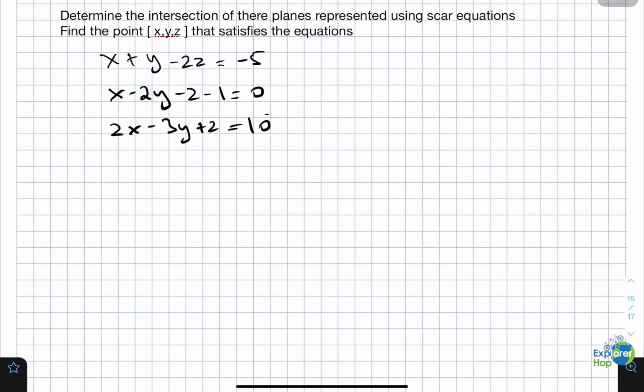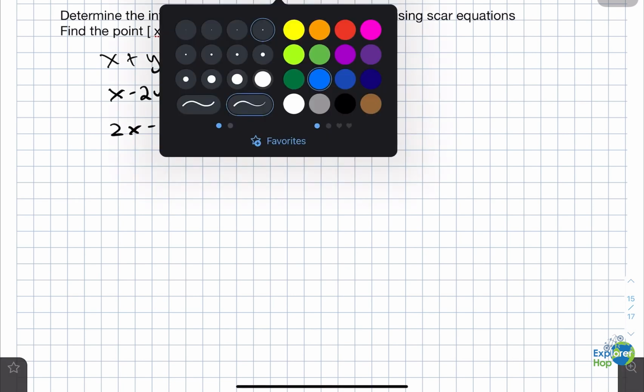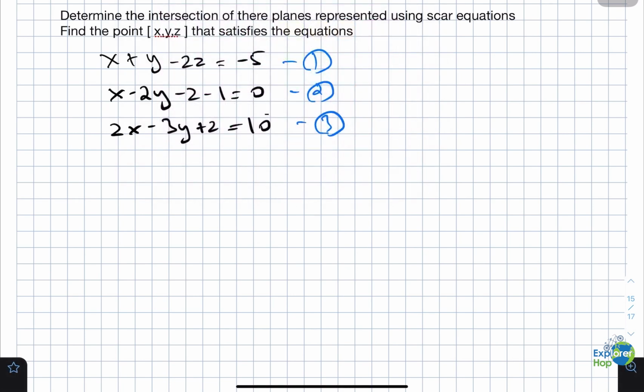Today we will be determining the intersection of three planes represented using scalar equations. Find the point x, y, z that satisfies these planar equations. I'm going to name these equations equation 1, 2, and 3. Now that we have that, let's take a look. We're basically going to use the substitution method to solve this.